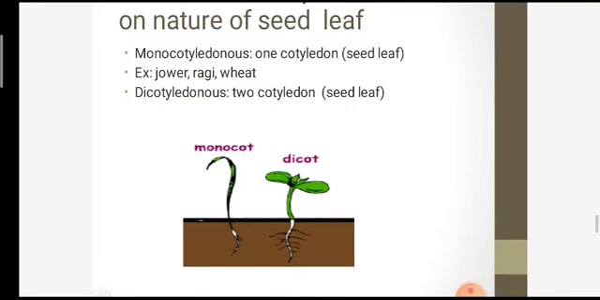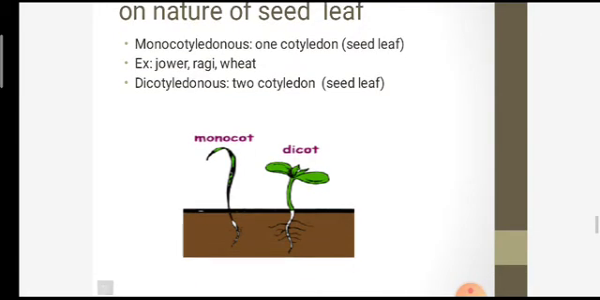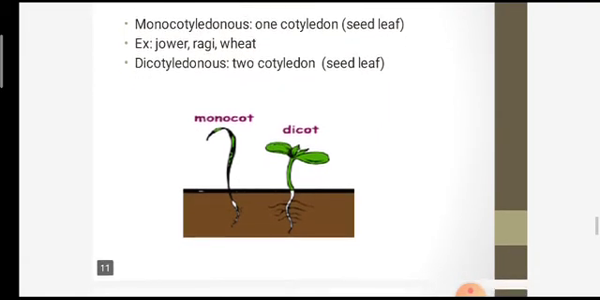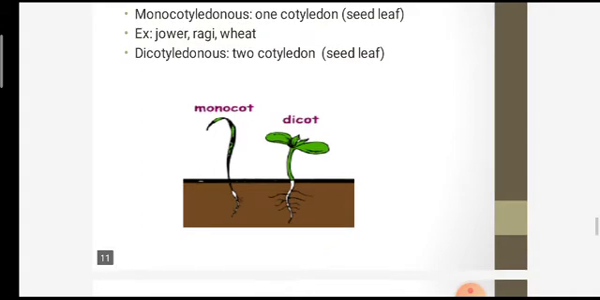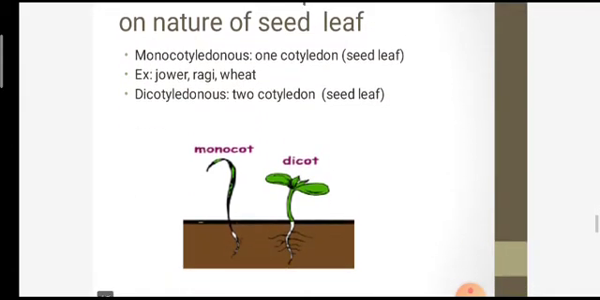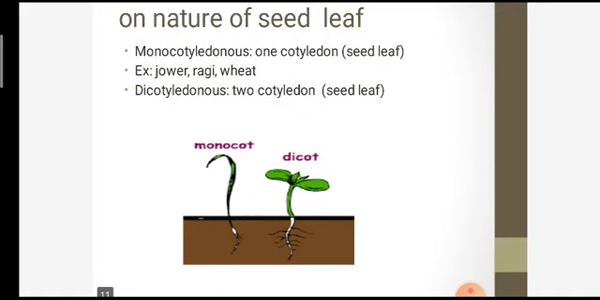Then next is dicotyledonous. They have two cotyledons, that is two leaves. When the seed is produced, it produces two leaves. We can say dicot in short. See, from the side you can see two leaves. This is dicot. They are classified according to the seed leaf, that is monocot and dicot.